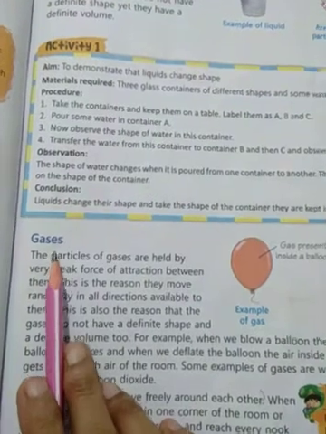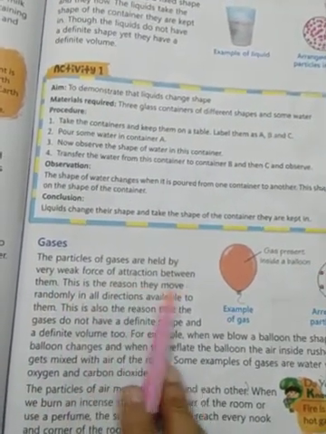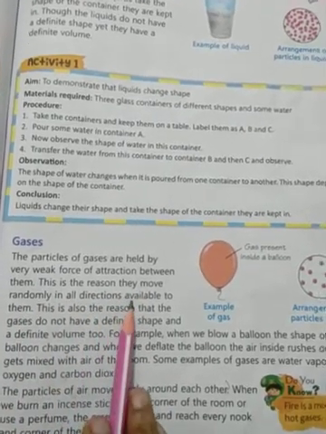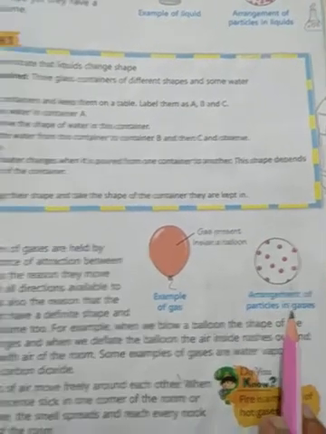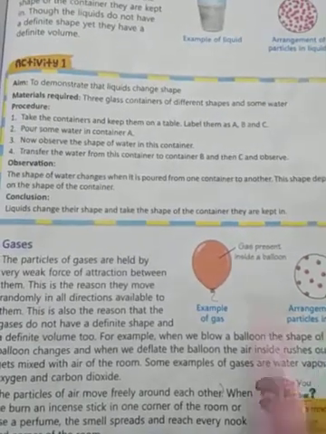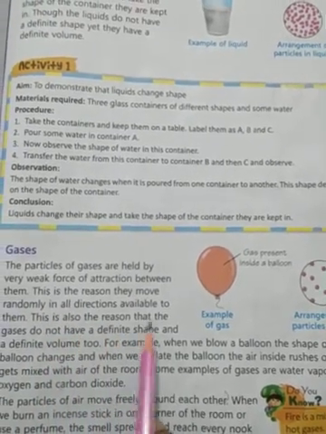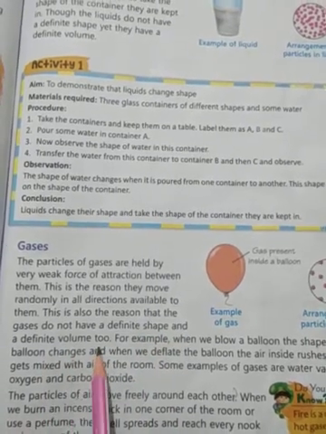Now we have to know about gases. The particles of gases are held by very weak force of attraction between them. This is the reason they move randomly in all directions available to them. This is the diagram of the arrangement of particles in gases. This is also the reason that gases do not have a definite shape and a definite volume too.